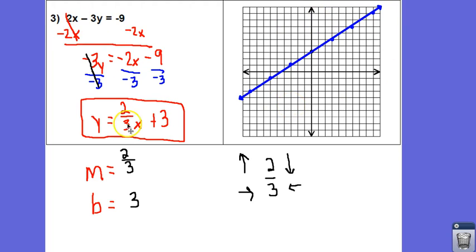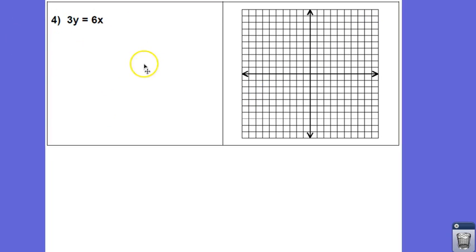Okay, so just remember, we're trying to get this into y equals mx plus b, so we're going to follow our inverse operations in order to achieve that. So let's take a look at number 4. What we want to do here is try to get y by itself. So we want to get rid of the 3. That's the only thing we have to do. So to get rid of the 3, we're just going to divide both sides by 3.